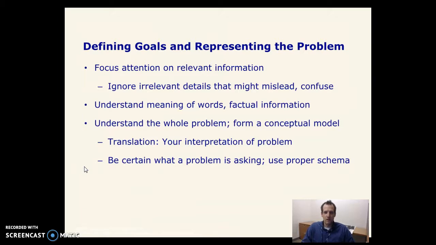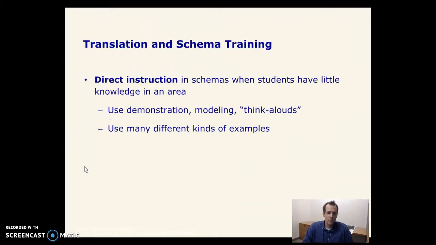And so focusing on what's the most important, representing the problem in an effective way, and focusing on relevant information, because irrelevant stuff might just confuse you. And so sometimes you might even have to translate that problem and show a student how to translate a problem into something that can be solved, and actually identify it as the right problem.